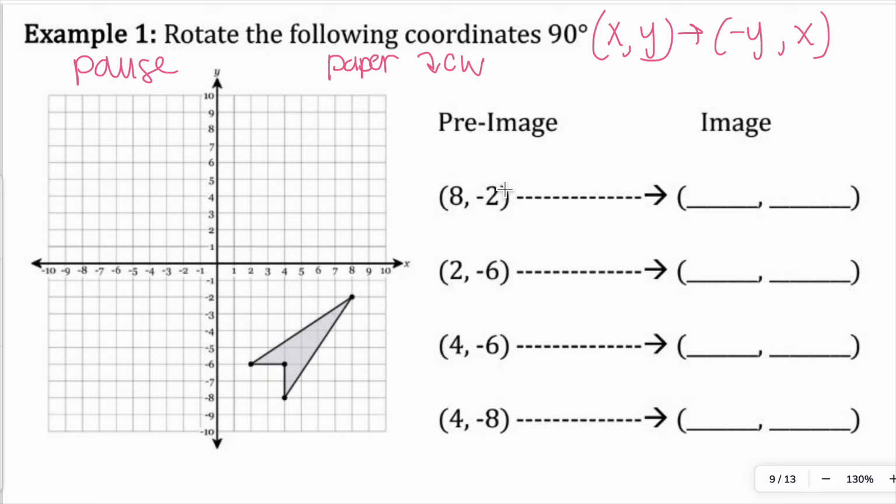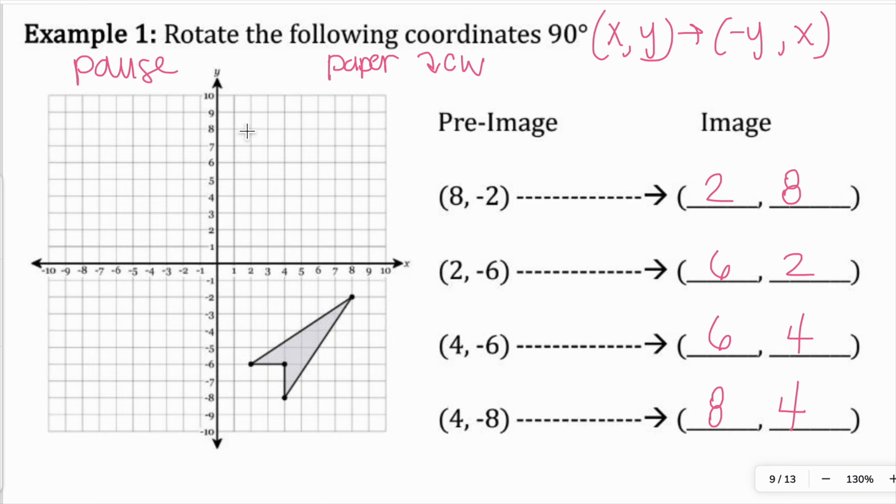So I'm going to use the rule where I'm going to switch my y and my x. So bring my y to the front, making it opposite. 2, keep your x the same, push it to the back. For the next one, 2, -6 will change to a +6, 2. 4, -6 changes to 6, 4. And 4, -8 changes to 8, 4.